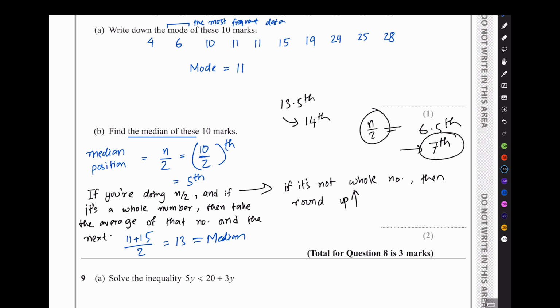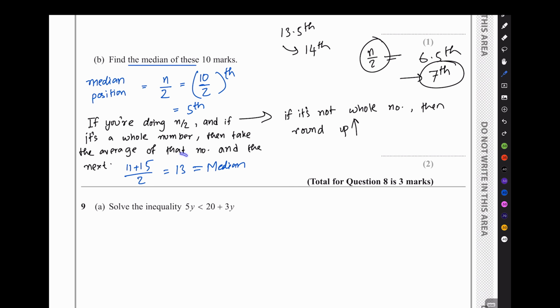You know what? Just learn this one. Just forget whatever your teacher taught you. Just remember this rule. I'm not going to teach you the other one, or else you guys are going to get confused. So just stick to this one. Always do n by 2. If it's a whole number, then take the average between that number and the next. And if it's not a whole number, then round up. Always round up in this situation. So the final answer is 13.